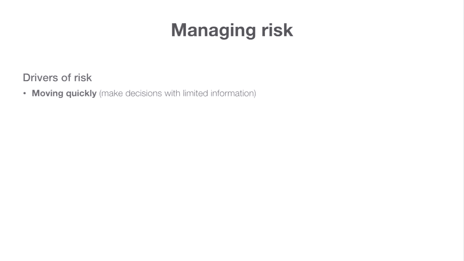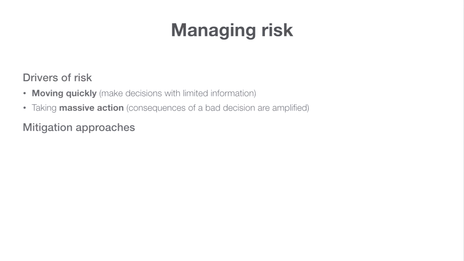So let's talk about how we manage that risk. Step one is to understand the drivers of risk. Moving quickly, so not having all the information available to you, but we have to make decisions, right? We have to pull the trigger at some point. So there's a limited amount of information that we're going to work with. So playing with how much you need to wait for, how quickly you can accumulate information, is part of this question. Then the other is whenever you're taking massive action, like you've got a bazooka on your shoulder, if you shoot the bad guys or whatever, great, but if you miss, you've amplified the consequences of a bad decision.